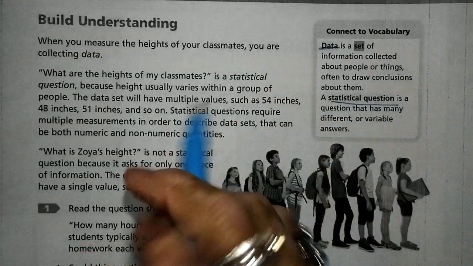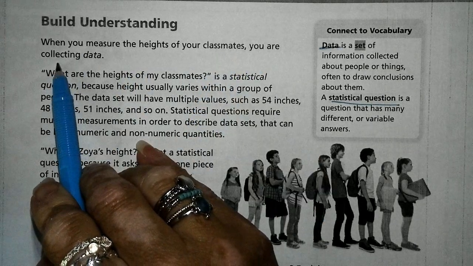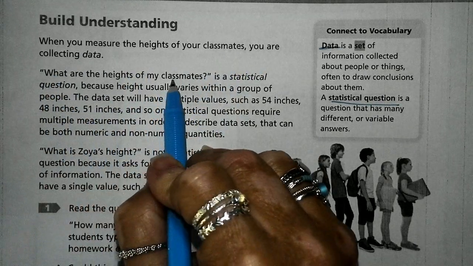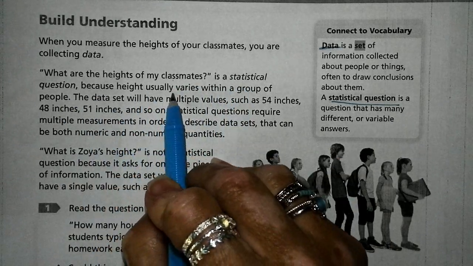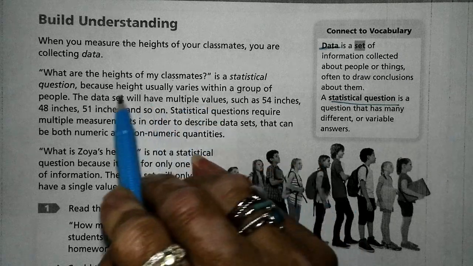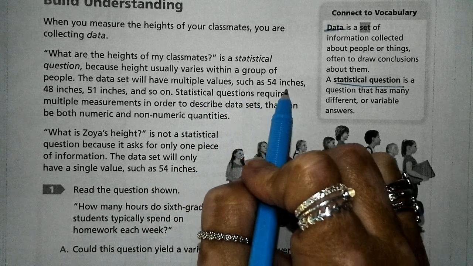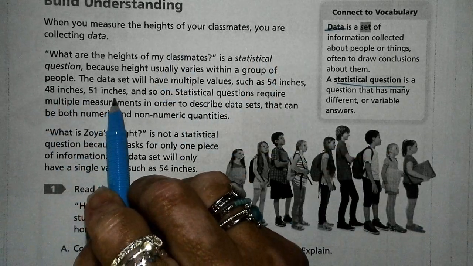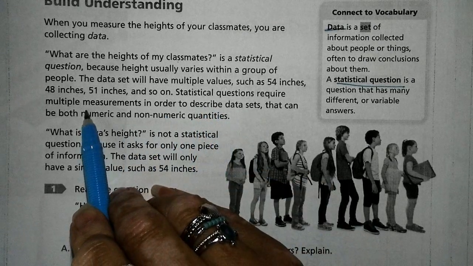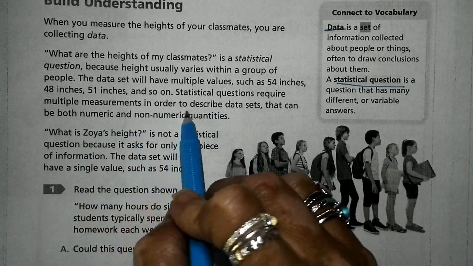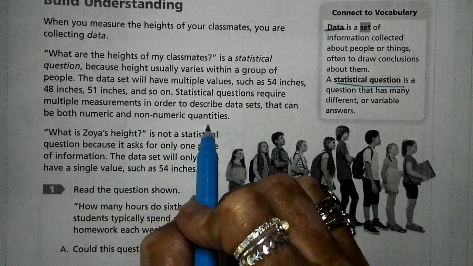So let's look at an example. It says, when you measure the heights of your classmates, you are collecting data. What are the heights of my classmates is a statistical question because the heights usually vary within a group of people. The data set will have multiple values such as 54 inches, 48 inches, 51 inches, and so on. Statistical questions require multiple measurements in order to describe data sets that can be both numerical and non-numerical.